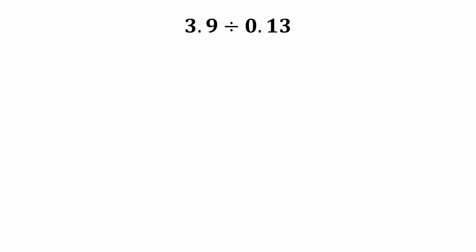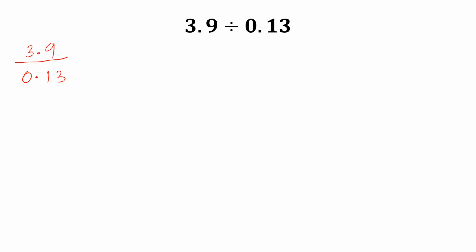Here we have 3.9 divided by 0.13. The first step is to rewrite the problem as a fraction. So that would be 3.9 all over 0.13.